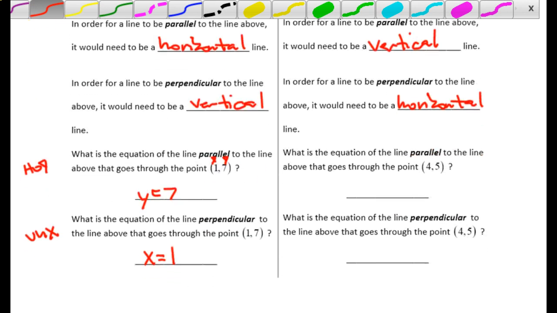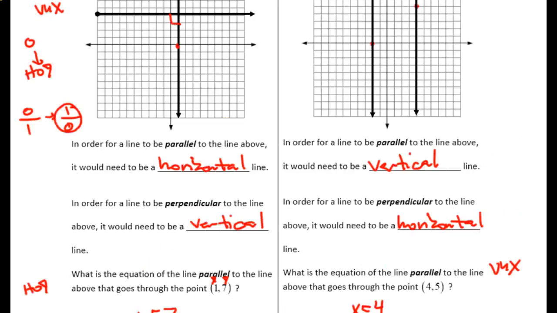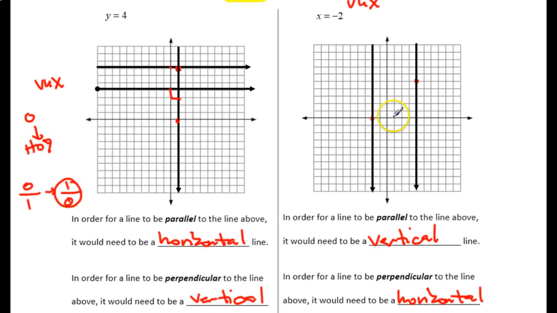If I use my shortcuts, parallel, we have a Vux line. Parallel would be the same undefined slope. It's still vertical. Therefore, it's still x equals. But now our x equals 4. And if we look back up here, this new line is x equals 1, 2, 3, 4.